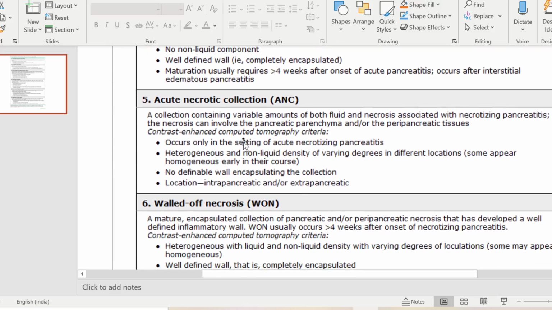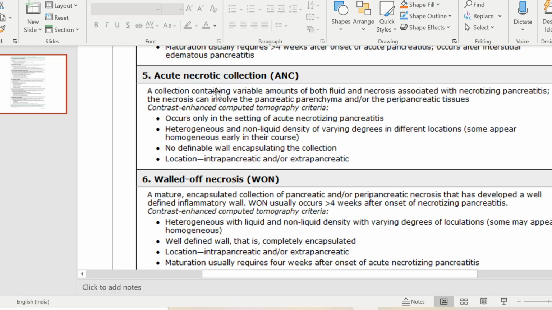Now, the fifth term is the acute necrotic collection. It is a collection containing variable amounts of both fluid and necrosis associated with necrotizing pancreatitis. The necrosis can involve pancreatic parenchyma and/or peripancreatic tissues. On CECT, this occurs only in the setting of acute necrotizing pancreatitis.